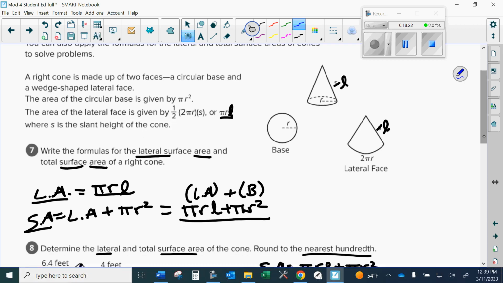For a cone, it's pi RL for the lateral area. And then the area of the base. So here's your lateral face.